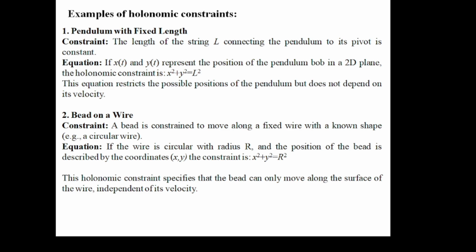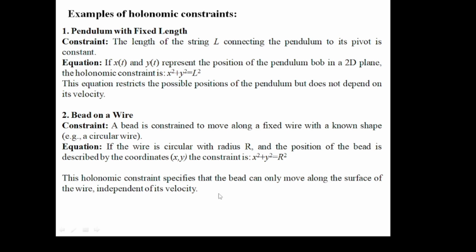Now we will discuss some other examples of holonomic constraints. First is the pendulum with fixed length, which I have already discussed. Here the length of the string L connecting the pendulum to its pivot is constant. x and y represent the position of the pendulum bob in a two-dimensional plane. So x square plus y square is equal to L square. This equation restricts the possible positions of the pendulum, but it does not depend on its velocity or how fast it is moving. The next example is a bead on a wire.